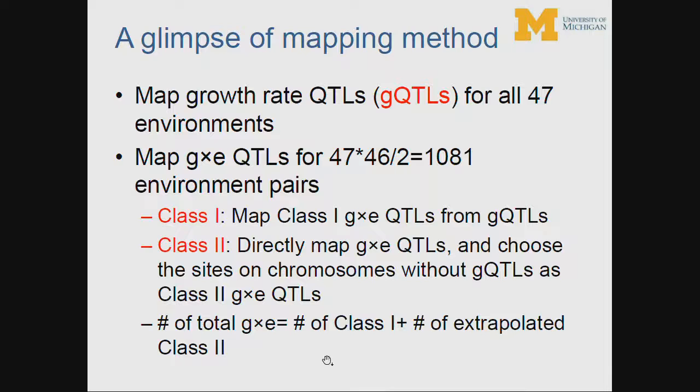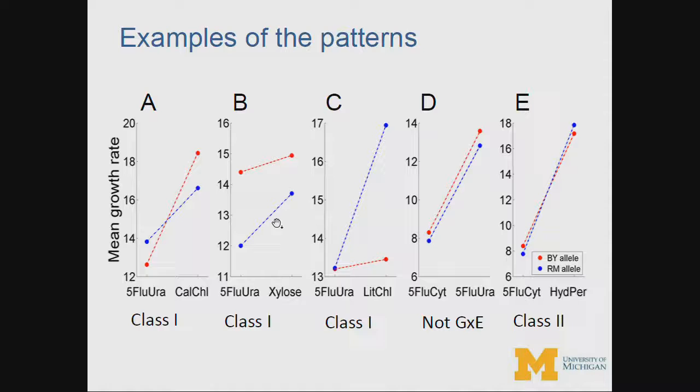So here are some patterns that we observed from the data. On the x-axis are the two environments used, and on the y-axis is the mean growth rate of the segregants with each allele. For example, on panel A, the site is a GQTL in both environments, and it has antagonistic effect since the beneficial allele alternates, so it's antagonistic G-by-E. And in panel B, the same allele has beneficial effect in the two environments, but the effect size is different, and it's a concordant G-by-E.